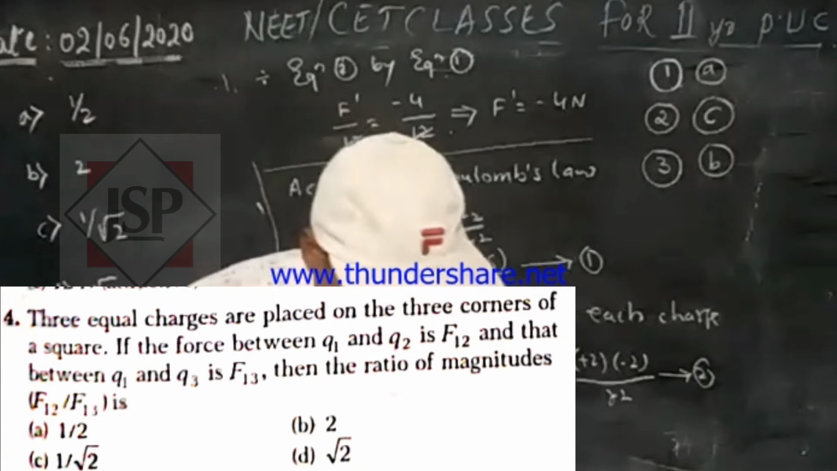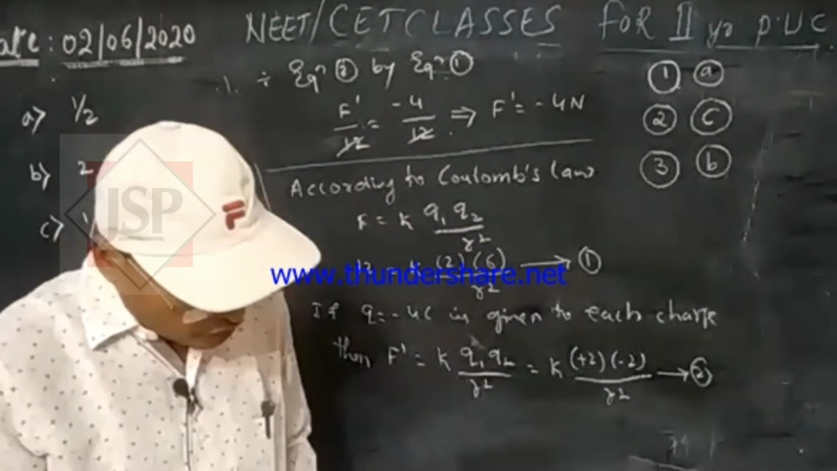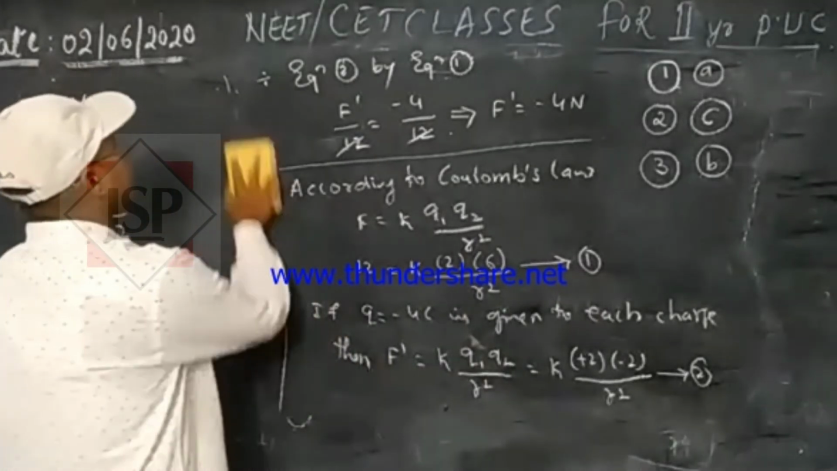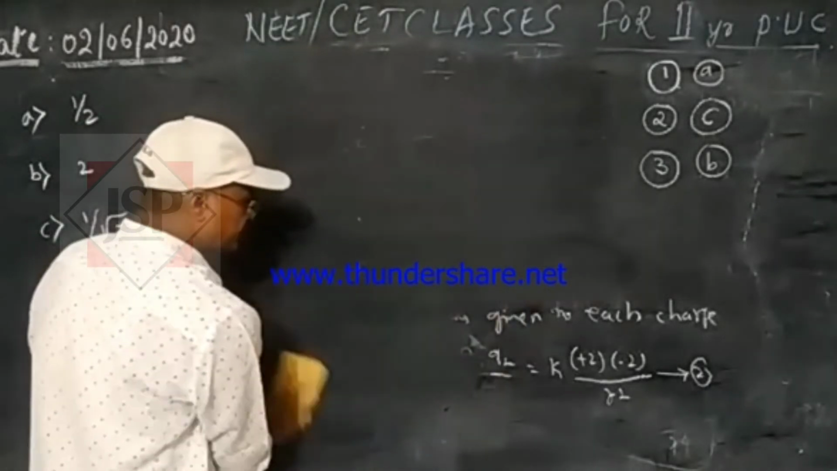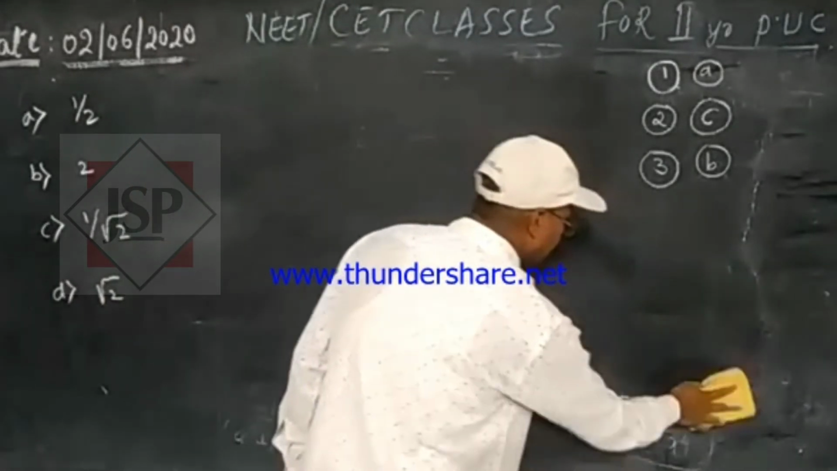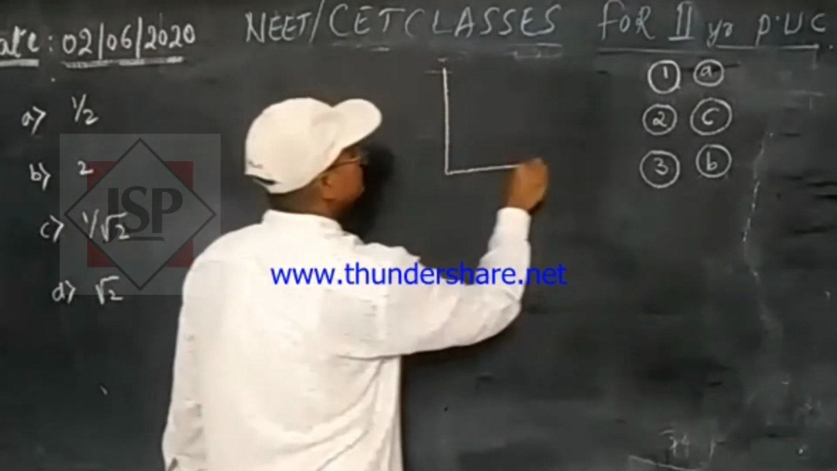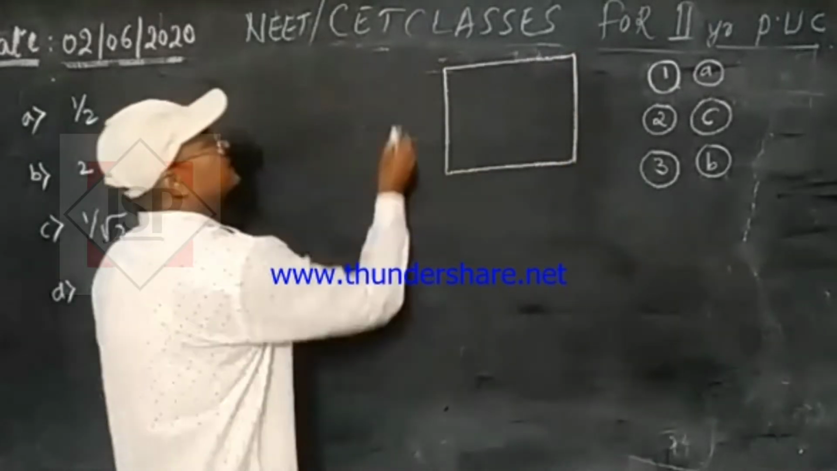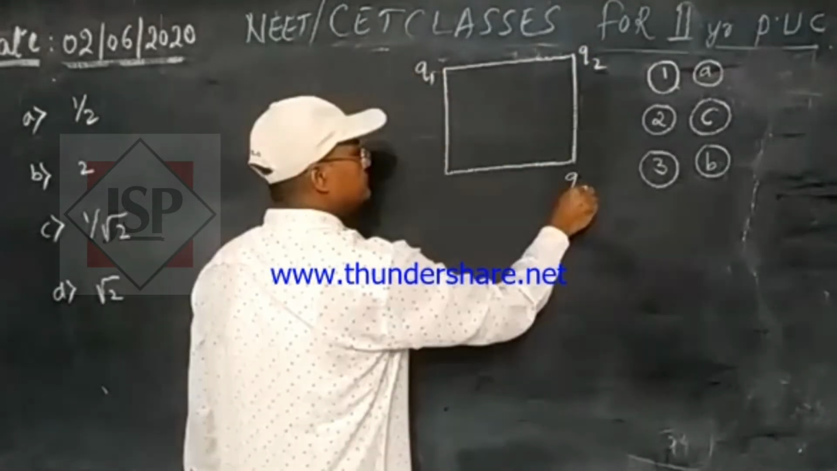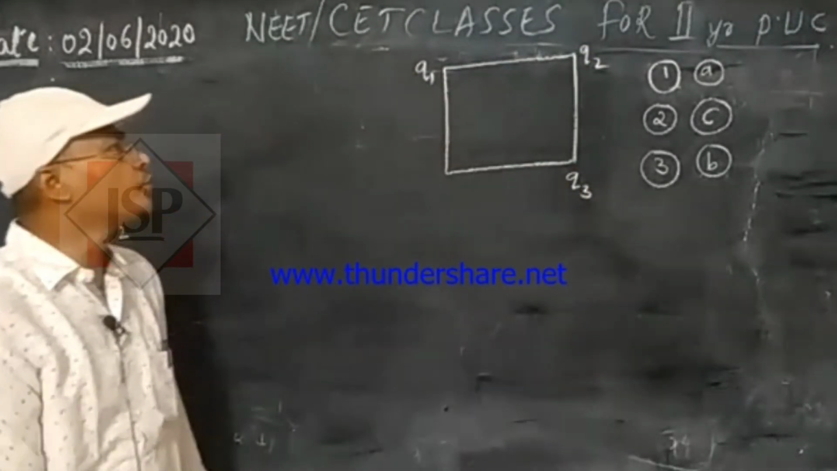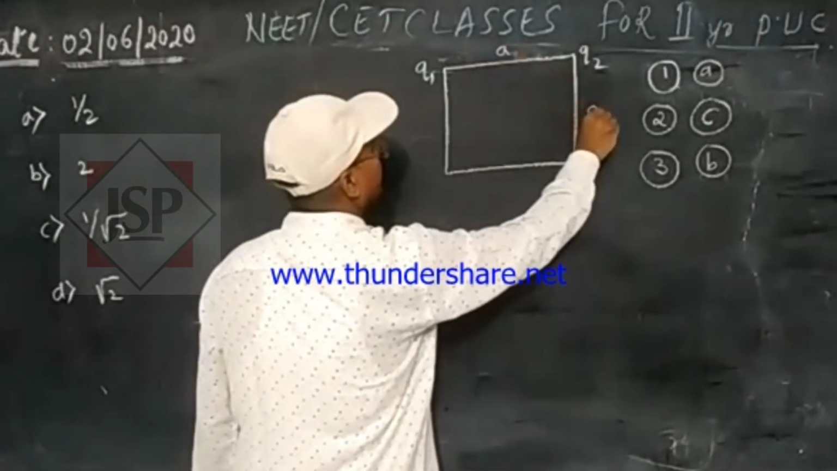One second, I am going to repeat the question. 3 equal charges are placed on the 3 corners of a square. So on that square, 3 charges are given. This is the square, and these are Q1, Q2, and Q3. I am going to take the side as A.